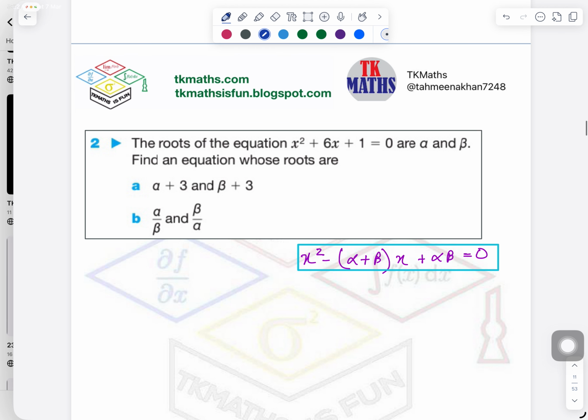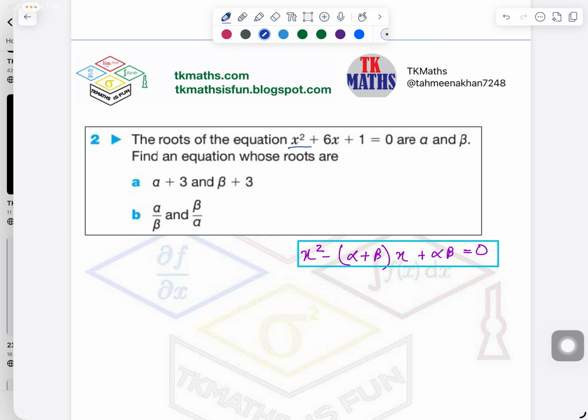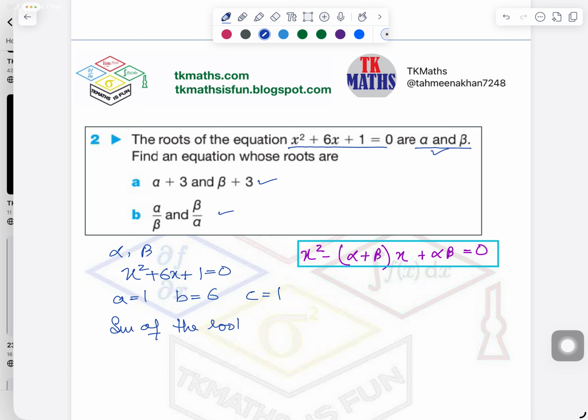So let's see another example. Using this equation, first of all I will find out the sum of the roots and product of the roots, which I will use here. So first of all, for the given equation, a is equal to 1, b is equal to 6, c is equal to 1. And the roots of this equation are alpha and beta, which are given here in the question. So the sum of the roots for the given equation, alpha plus beta, equals minus b over a, which is equal to minus 6 over 1.